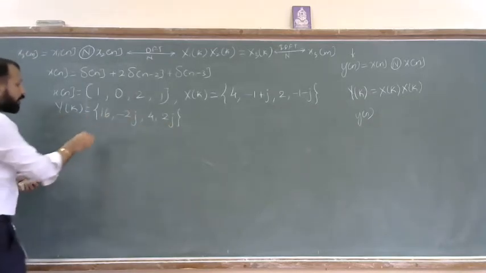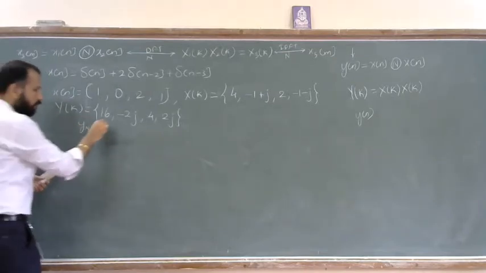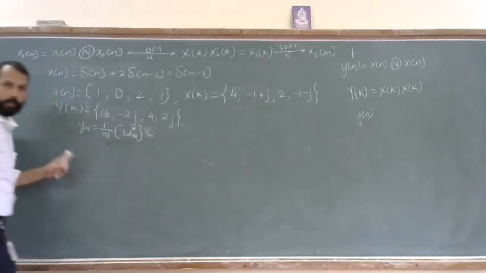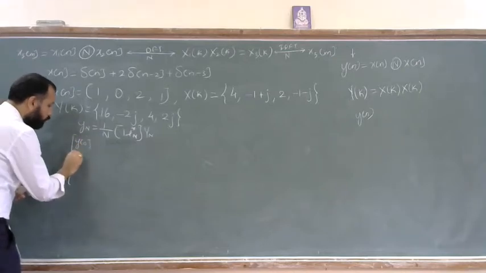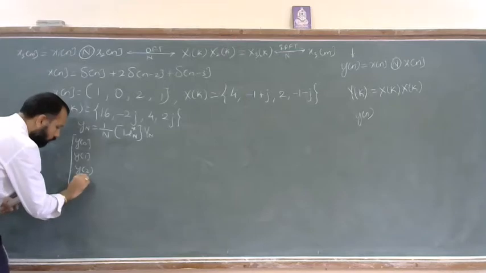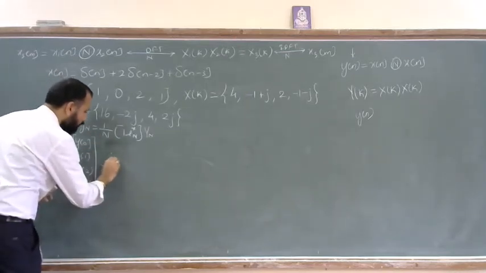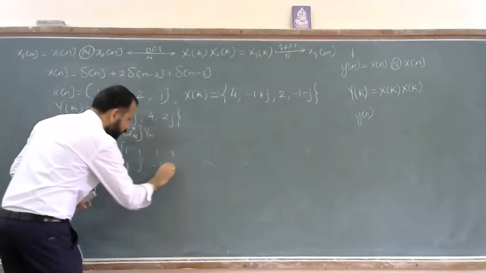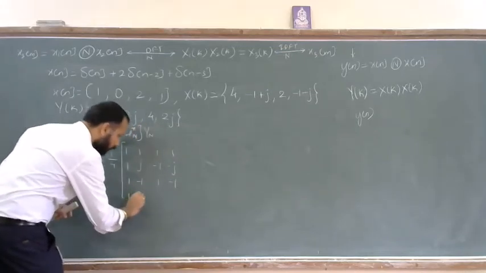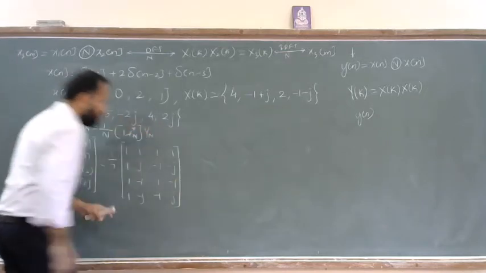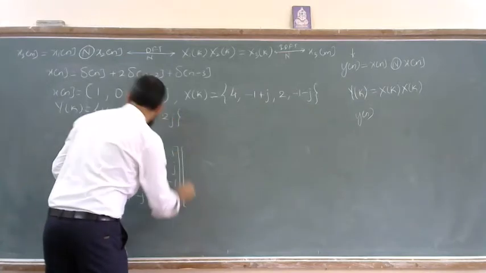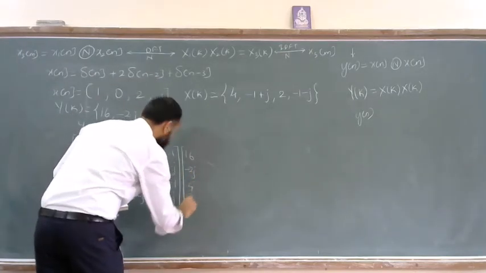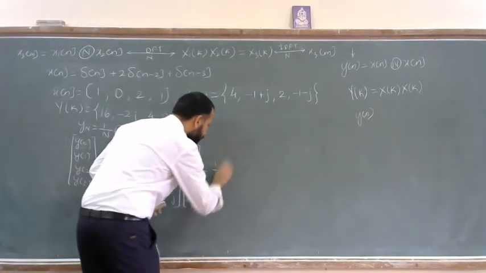Now on this product DFT we will apply the IDFT by using the matrix method. y of n equals 1 divided by 4 multiplied by the conjugate of this 4 cross 4 matrix multiplied by capital Y. So y of 0, y of 1, y of 2, y of 3 equals 1 divided by 4 times the conjugate matrix [1, 1, 1, 1; 1, j, -1, -j; 1, -1, 1, -1; 1, -j, -1, j], which has to be multiplied with the product DFT 16, minus 2j, 4, plus 2j.